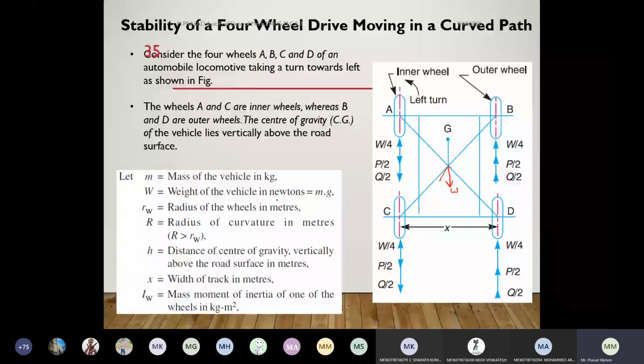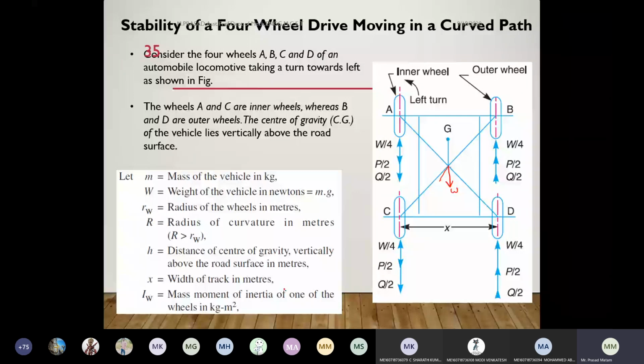M is the mass of the vehicle in kg. W is the weight of the vehicle in newtons. RW is the radius of the wheel in meters. Capital R is the radius of curvature. H is the center of gravity. X is the width of the track in meters. IW is the mass moment of inertia of each wheel. And IE is the mass moment of inertia of the engine.